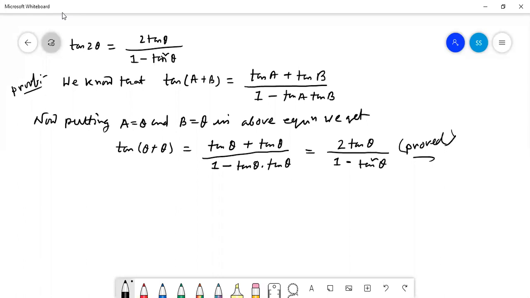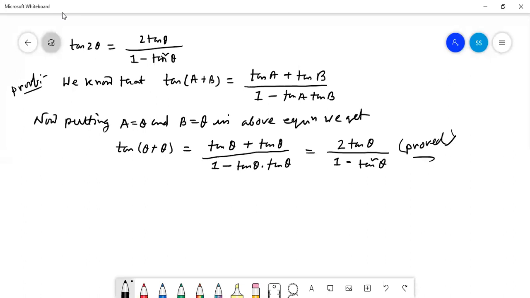So all those multiple angles are coming. It is a special character of our compound angle. If we put A equal to B, or A equal to B equal to theta, then we get the multiple angle. So for multiple angles there are no other formulas. We just convert the compound angle formula into the multiple angle formula, taking both of the angles as equal.